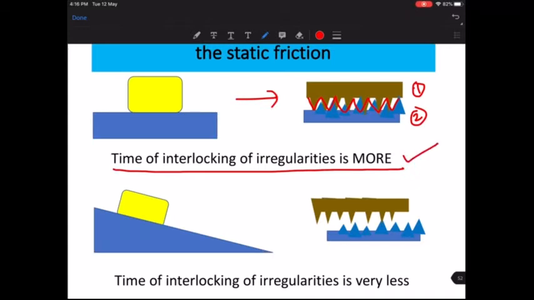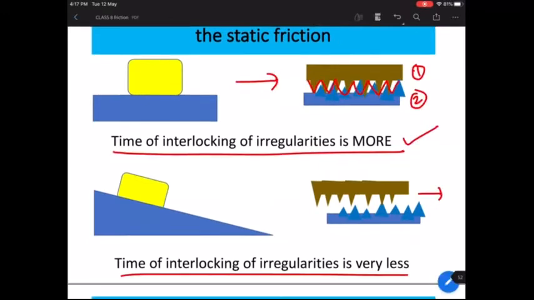Whereas in the case of sliding friction, the object is already sliding. Look, the objects are already moving against each other, so they will not have enough time for locking themselves. Very less time for locking as compared to static friction. That's why you say that static friction is the largest friction. Fine? So no problems at all till here. Should we move ahead?